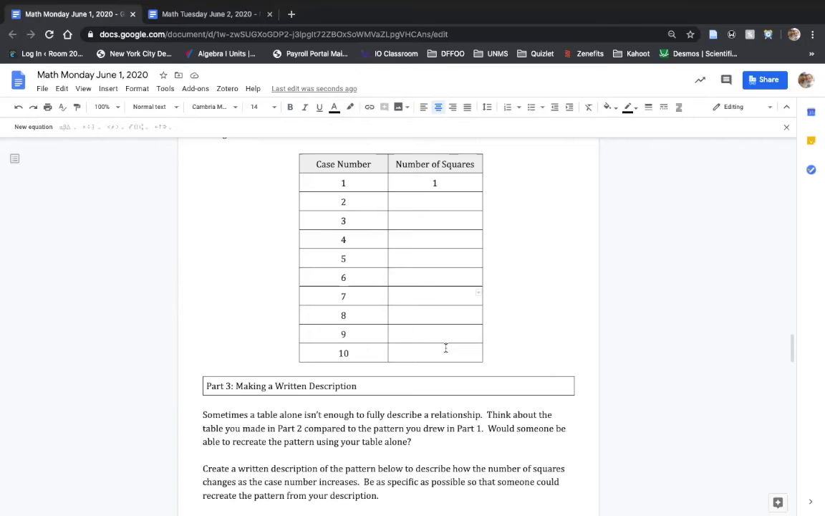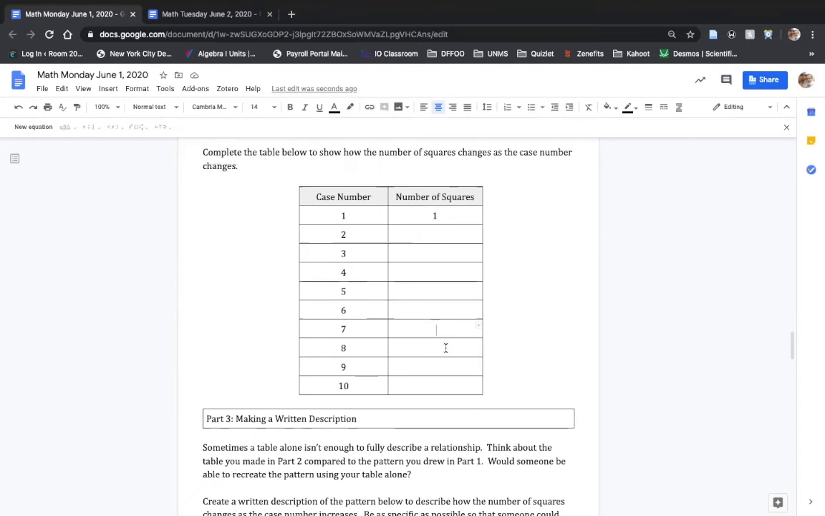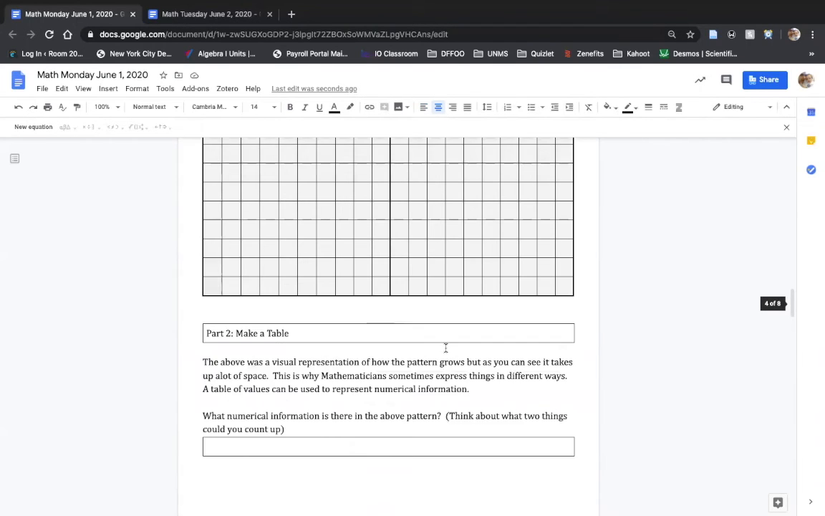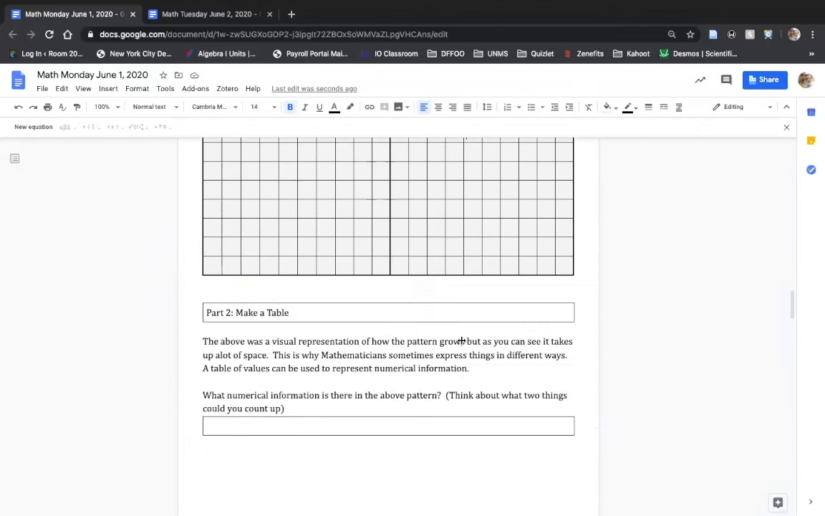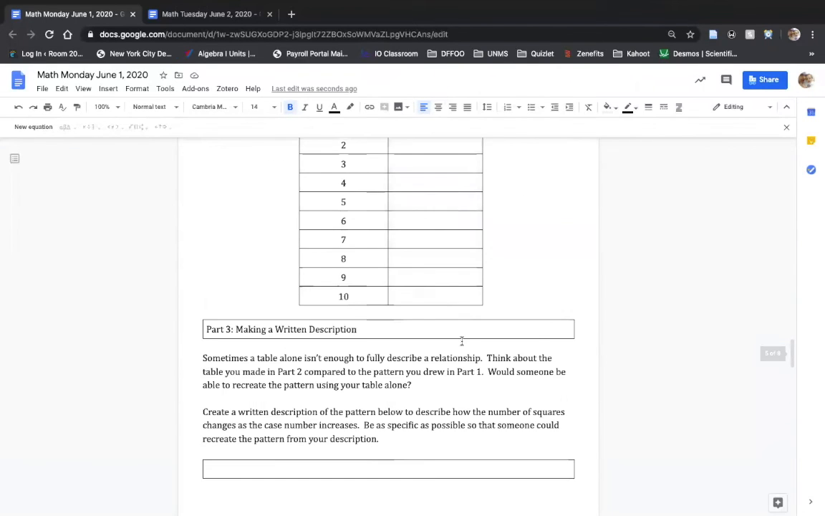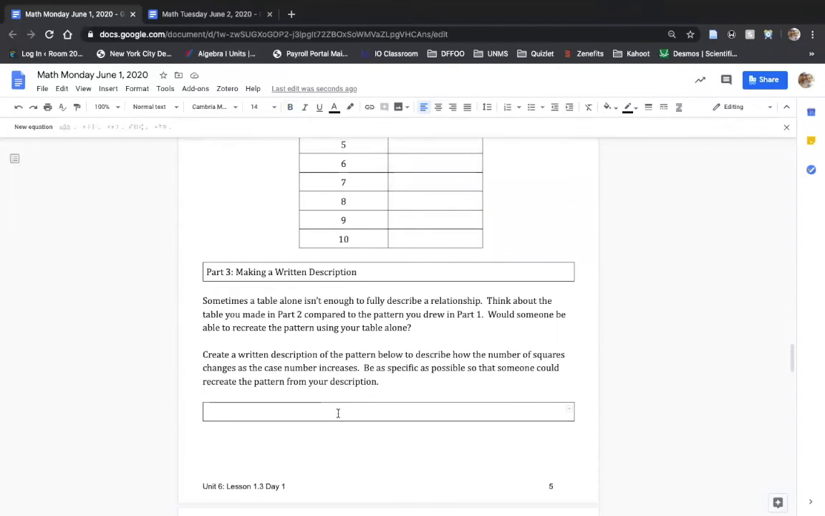You were able to tell them how many squares are in each case number, but would they be able to recreate the pattern based on only knowing that information, right? So if you told them, you know, case 10 has this number of squares, and that's all you said, would they accurately be able to make up that pattern by filling in the right squares here, right? Probably not.